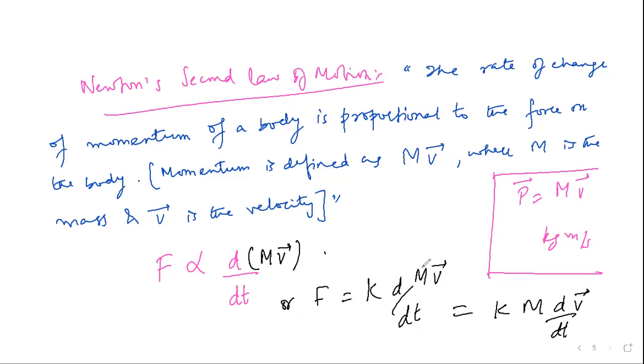Now here I have taken m outside the time derivative. That means I have assumed m is constant in time. The derivative is with respect to time. I am assuming m is constant in time. That means the mass of the body is not changing with time, right?